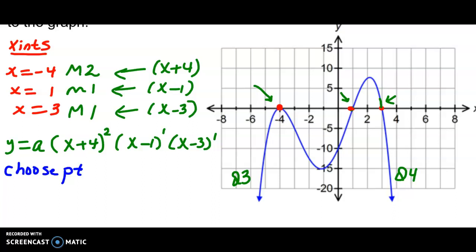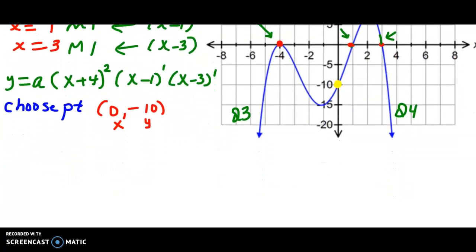A lot of people tend to use the y-intercept, but if you don't want to use that, you can use any value on the graph that's very clear, and that is a whole number. So I'm going to choose the point 0, -10. And this I'm going to sub in for my x and my y. And then I'm going to solve for the a value.